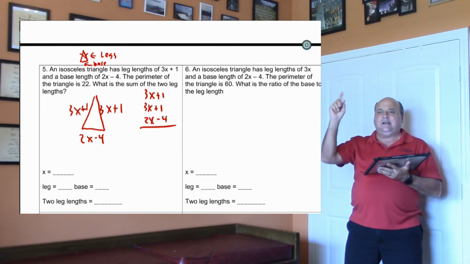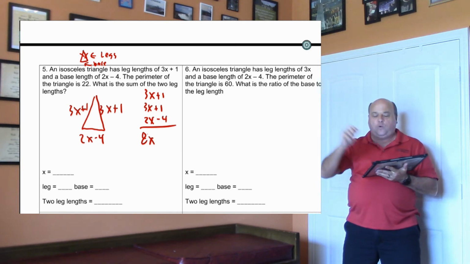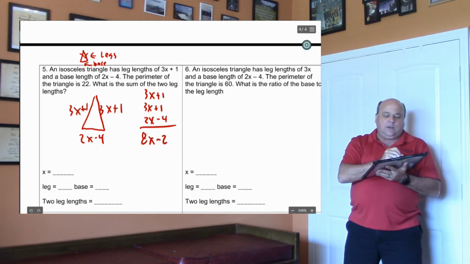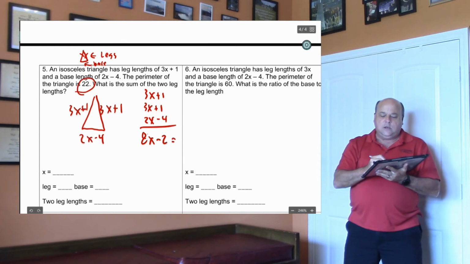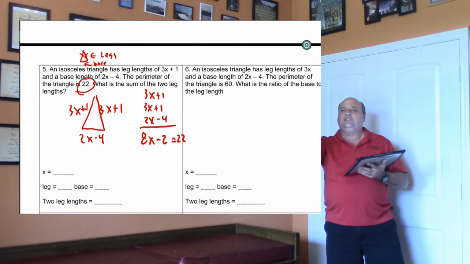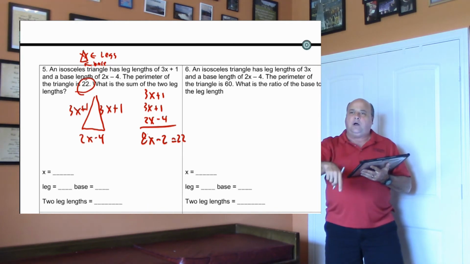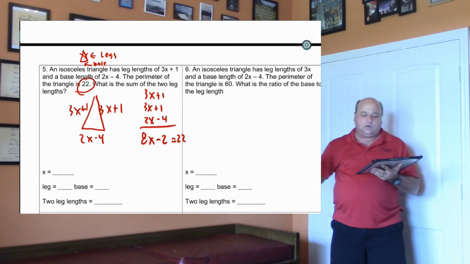So 3x plus 3x plus 2x is 8x. Plus 1 plus 1 minus 4, that's going to be minus 2. And the perimeter is 22, so you're going to set that equal to 22. I would stack up the edge lengths, the same thing as on the rectangles. Stack them all up, add up all the x's and all the numbers, and set that equal to the perimeter.